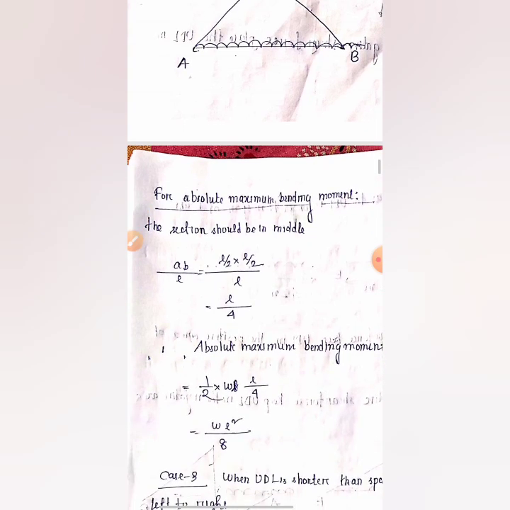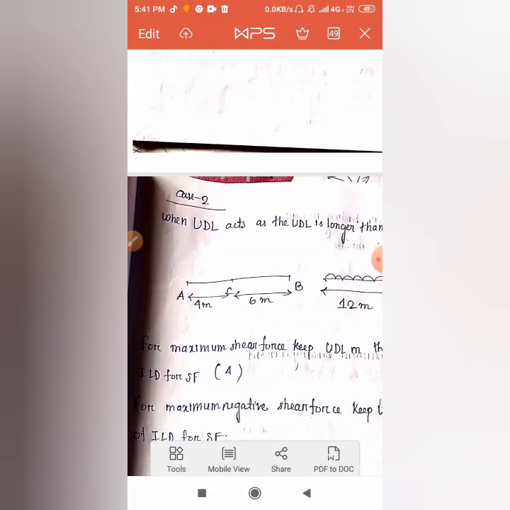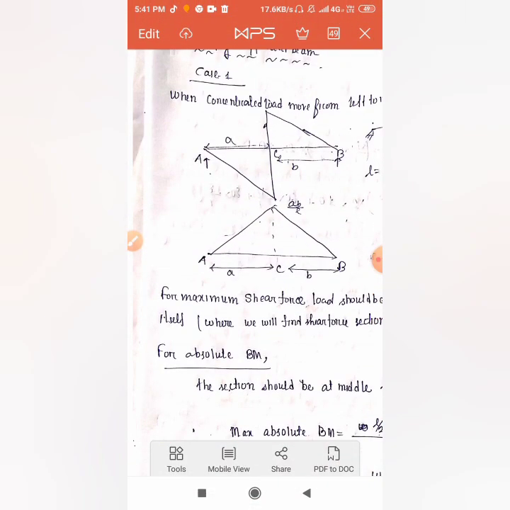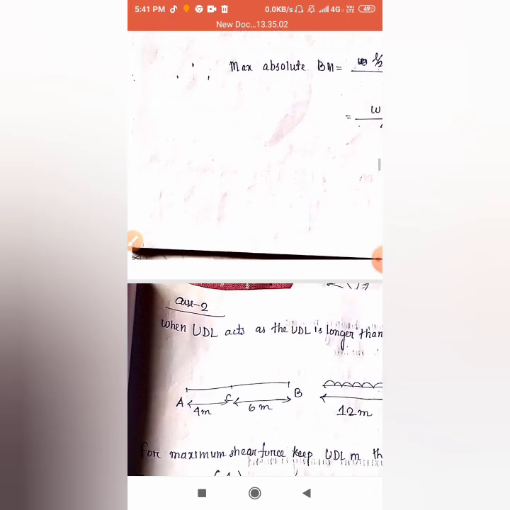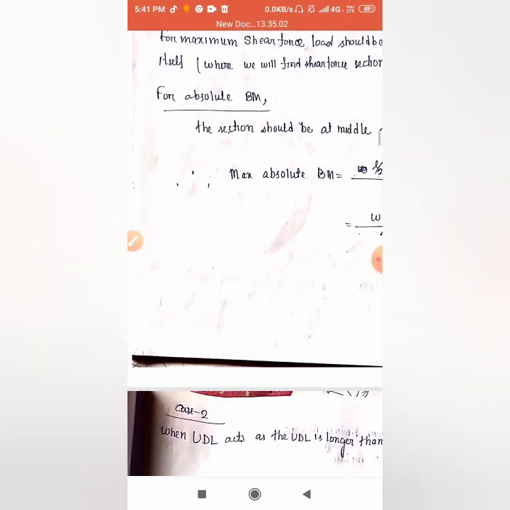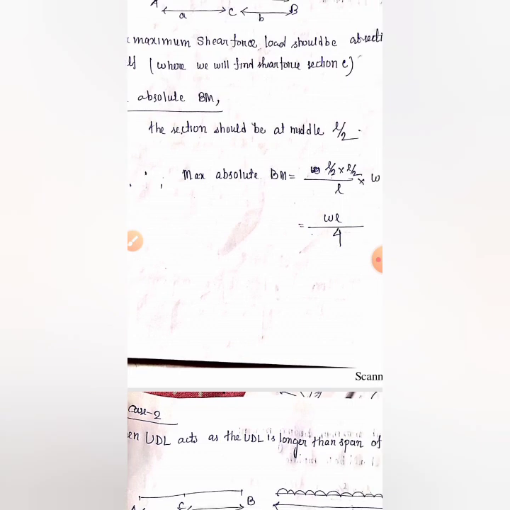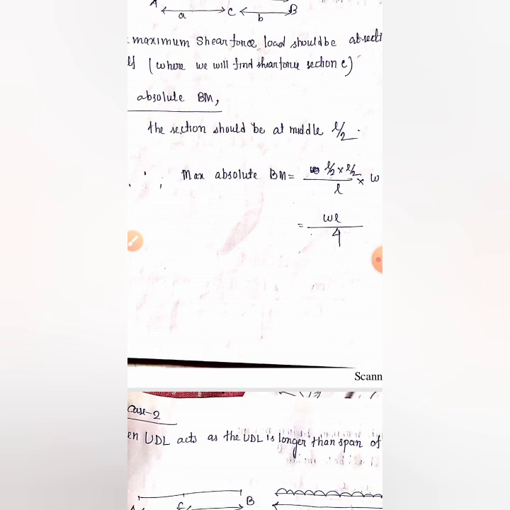Now the question arises, if we want to find the maximum absolute bending moment, what will you do? In the previous case, I had a single concentrated load. Now what did I do? For absolute maximum bending moment, I considered the center of the span, and I kept this single load over the section C. That means at the center of the span. Now it is similar to this.